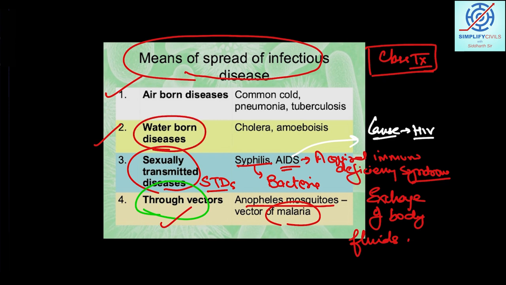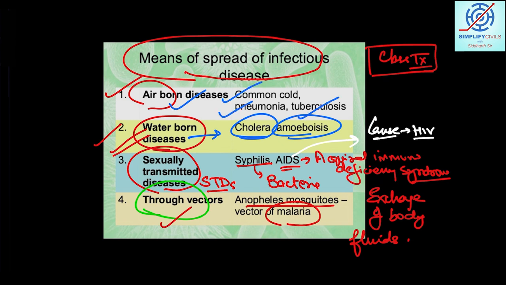Then waterborne diseases. If some diseases are spreading because of contaminated water, some bacteria or some virus could be there in the water, and if you intake that contaminated water, or if you are inhaling contaminated air, the diseases can spread via air and water. With respect to water, cholera, amoebiasis, and with respect to air, common cold, pneumonia, tuberculosis, so you know TB can spread via air. Coronavirus spreads by close proximity with the person standing in front, and the droplets given by one person, if inhaled by the healthy person, that person also can get infected. So these are the means of spread of diseases.